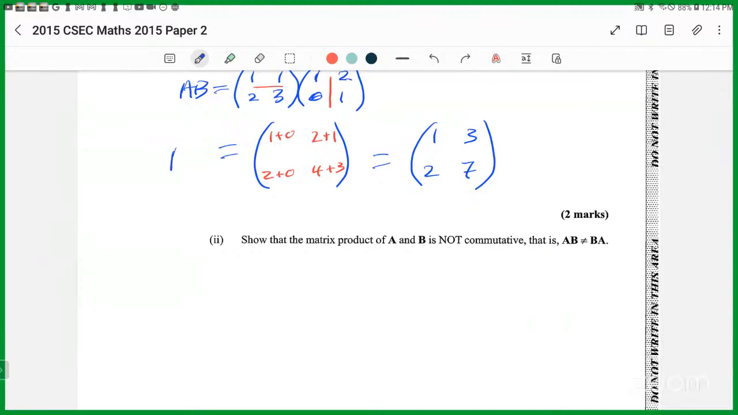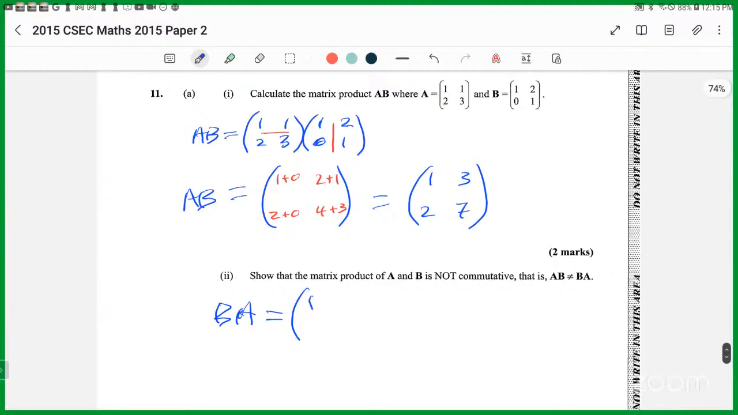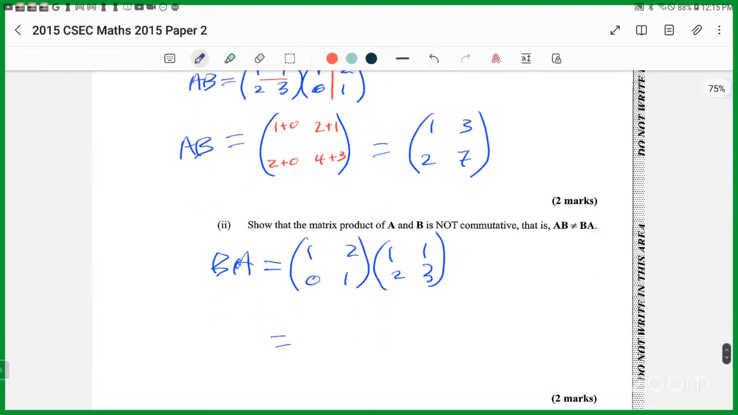So I already have AB. You already have AB, so when you calculate BA, start working out BA. It will be 1, 2, 0, 1. That is the B first, the B in front now, times the A, which is 1, 1, 2, 3. That will be the A second. And then I would start the calculation.